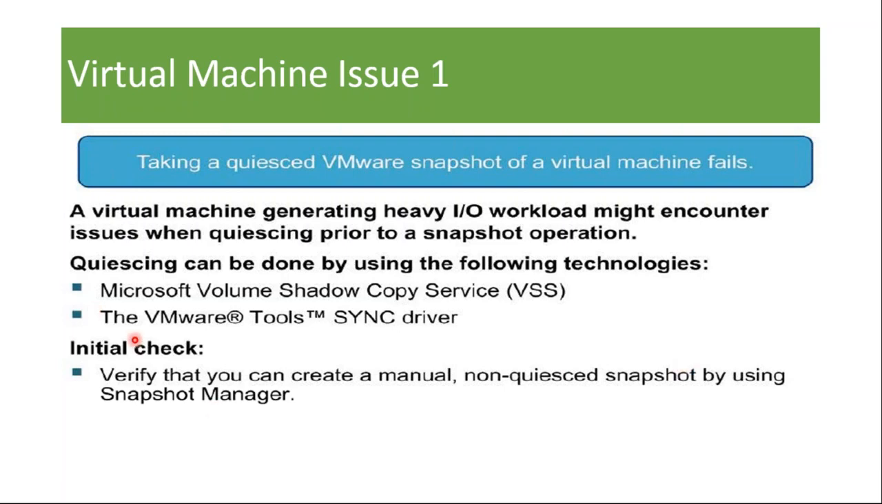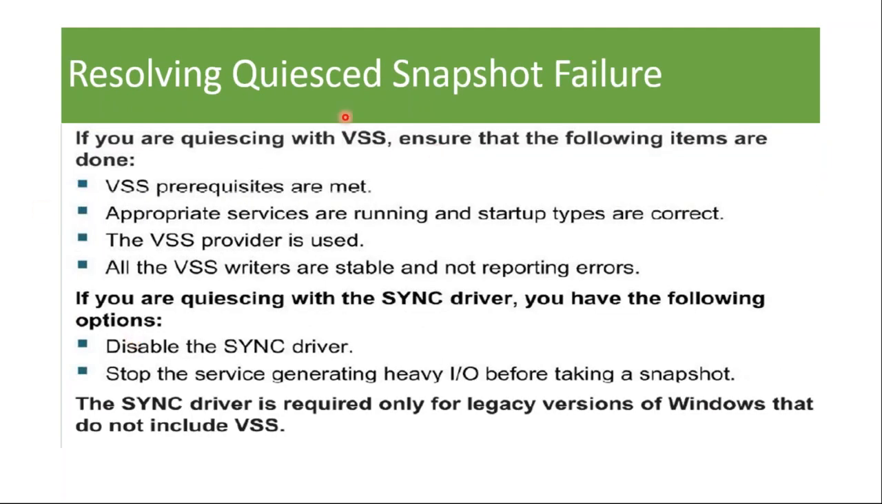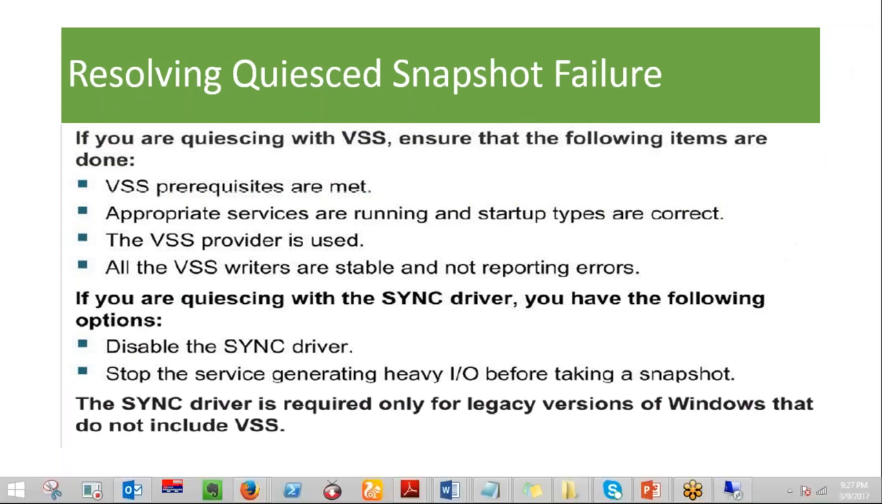Right, and moving to the next slide: resolving quiesced snapshot failures. If you are quiescing with VSS, ensure that the following items are done. VSS prerequisites are met. Prerequisite means that from Windows 2003 and Windows XP guest operating systems, your VSS will function properly. Appropriate services are running and the start types are correct.